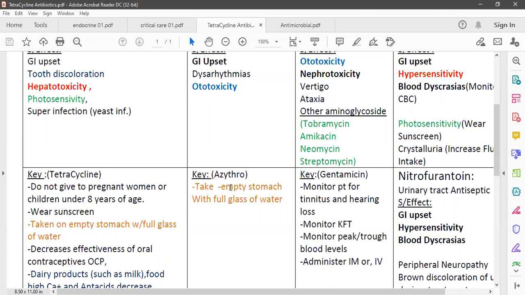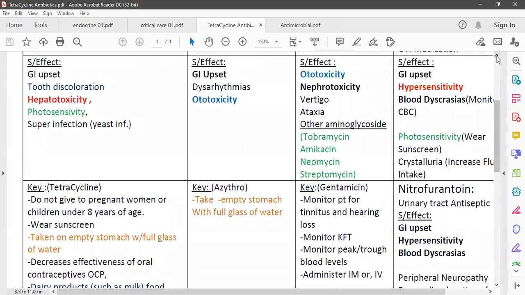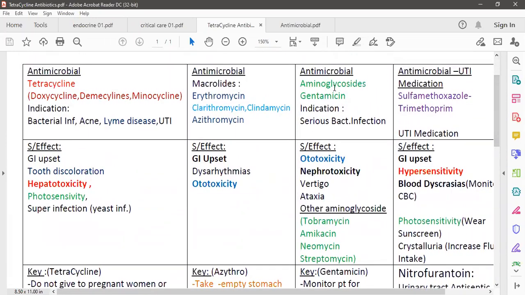So it is good to take it on an empty stomach with a full glass of water. If you take it on an empty stomach, the erythromycin or macrolide absorption will be increased or better. Next antibiotic here is called aminoglycoside. The members of this group are gentamicin, tobramycin, amikacin, neomycin, and streptomycin. Keep note, streptomycin is an antibiotic, but we also use it as an anti-TB medication, right?